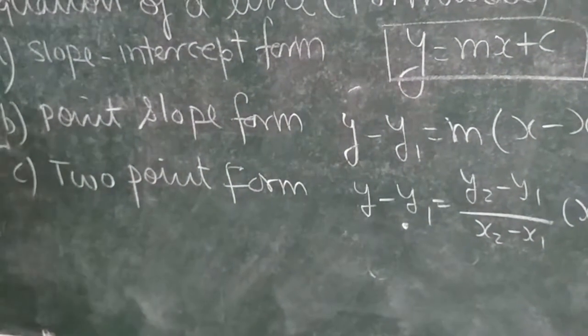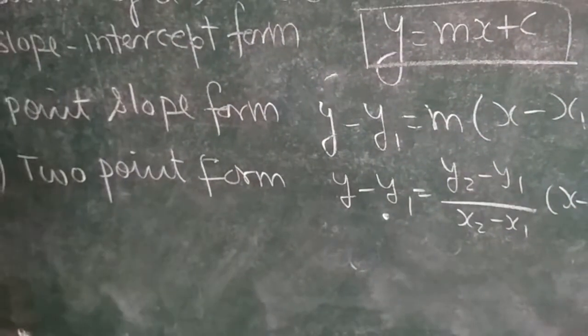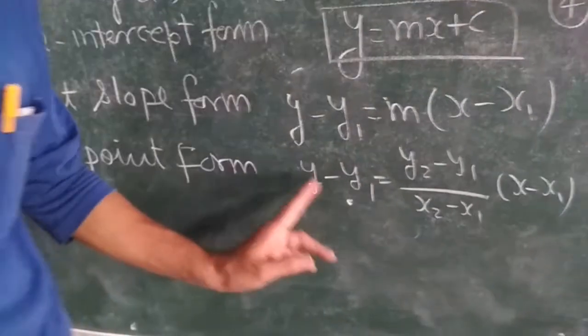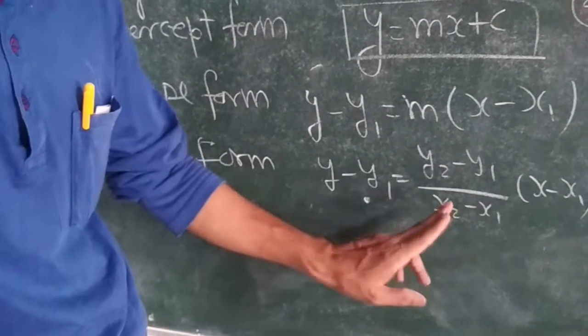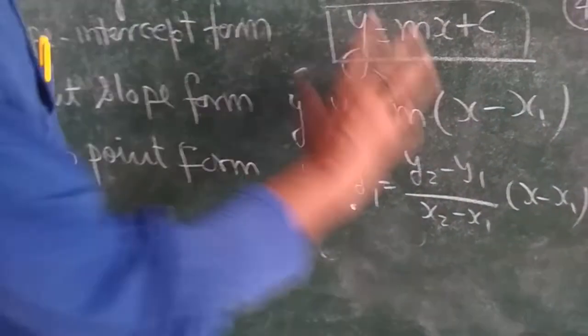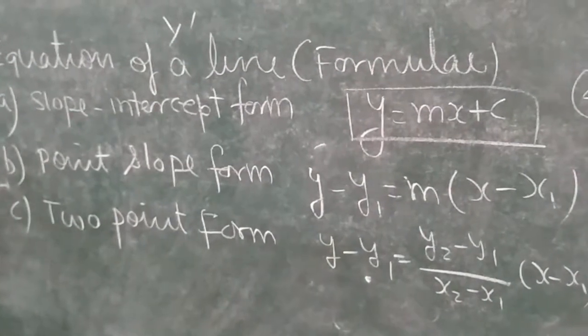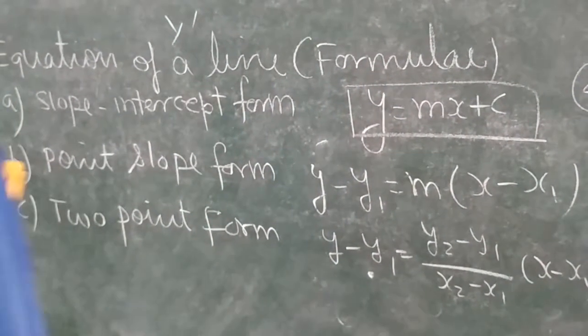If you are given 2 points in the question, line passing through the 2 points, then you have to use the third formula, y minus y1 equal to (y2 minus y1) upon (x2 minus x1) into (x minus x1). So these are the formulae which are in your syllabus. You have to use them whenever you want to find the equation of the line.